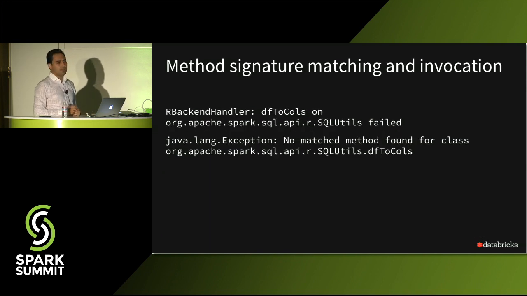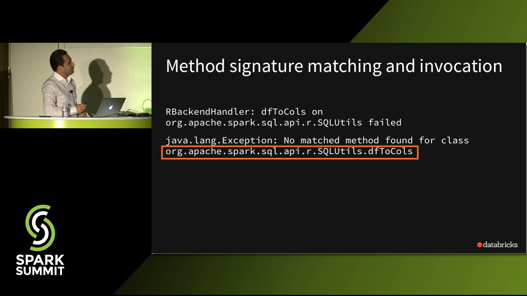Okay. Another example I want to show you is matching the method signature, the method, and then invoking it. Here you can see that the R backend handler is complaining that it cannot find DF2 calls on this class. And the interesting thing is, when you look at the actual message, it says, I can't find a class named sqlutils.df2calls, which is kind of confusing because the class name is sqlutils and the method name is df2calls, but because we're using reflection, we get this strange error message.